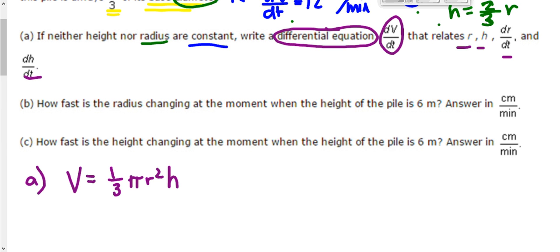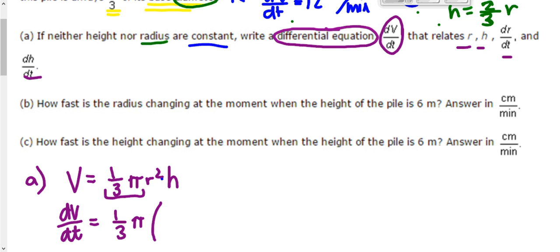So when we do this, we have dV/dt, that's the derivative of the V. And then 1/3 and pi, those are just numbers, so I'm going to leave them out front. I'm not going to worry about them right now. I can distribute them later if I want, or I can just leave them outside. So then I have the product rule because I do have r squared times h.